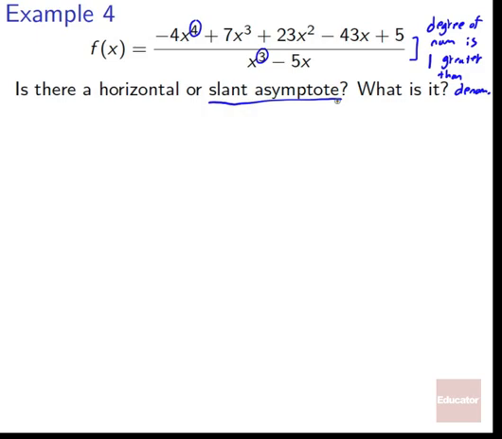So it's going to have a nice linear, it's going to become a line. So that's, degree 1 is a linear function, so that's why we see a slant asymptote, see a line coming out of it. So how do we figure it out? We figure it out by using polynomial division.